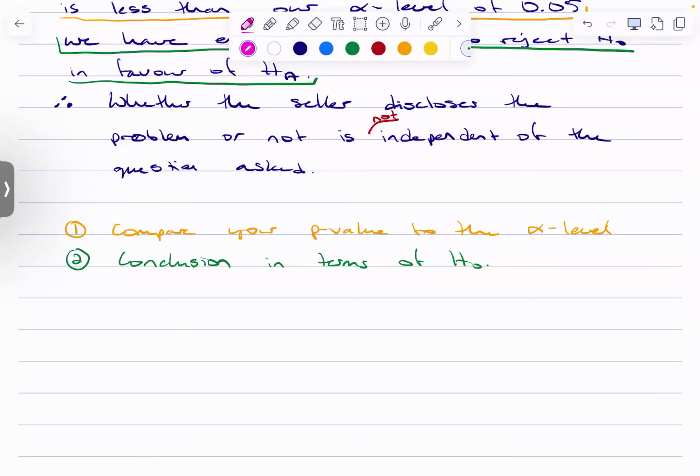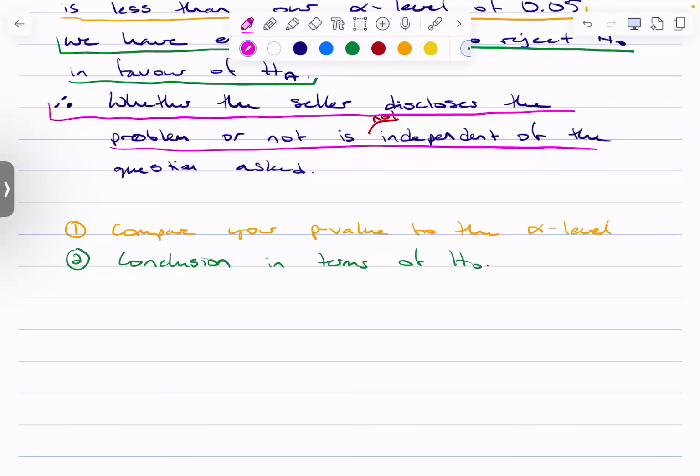And then finally, the one, because you've done a lot of work at this point that people love to forget, the conclusion in terms of the question. You have to answer the question. Conclusion in terms of the question.